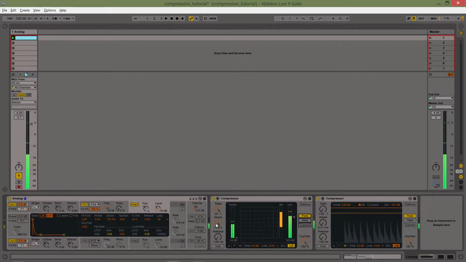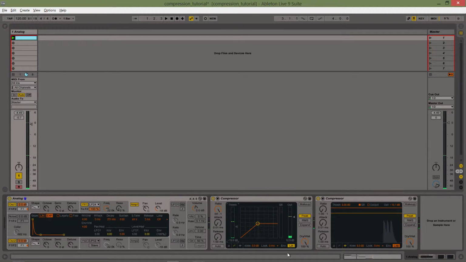It's useful when we want little portions of the transient to slip through. Release is how quickly do we want the effect to end. This is useful for when we want one transient to slip through, but we want the rest reduced. And the last thing we're going to look at is knee.